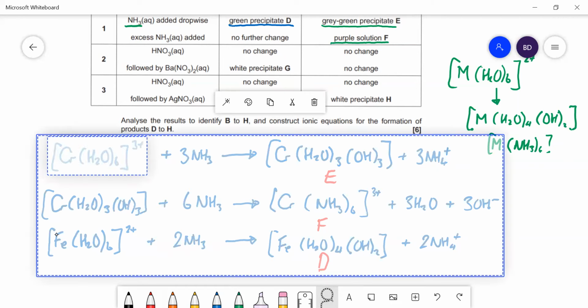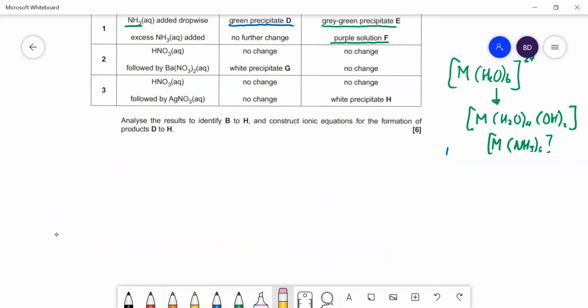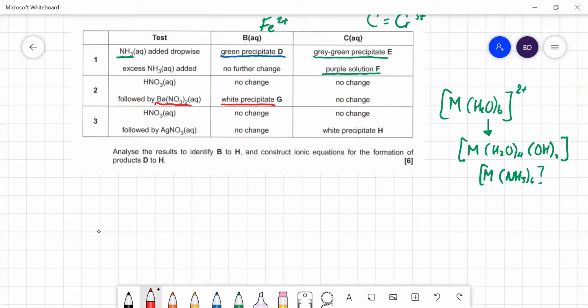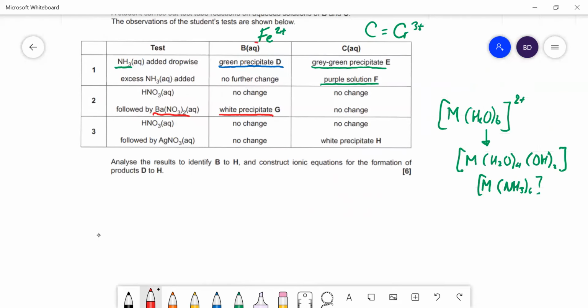Okay, let's get rid of that. Let's do the next bit now. So now we're adding a bit of nitric acid followed by barium nitrate. Now this sounds like they're testing for sulfate ions here, isn't it? Yeah, and you get a white precipitate with this one. And we don't get anything with the chromium one. So the negative ion has got to be a sulfate ion.